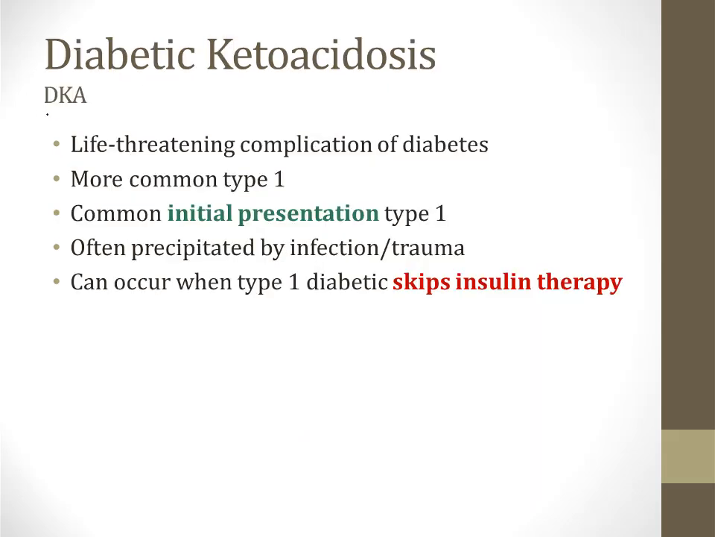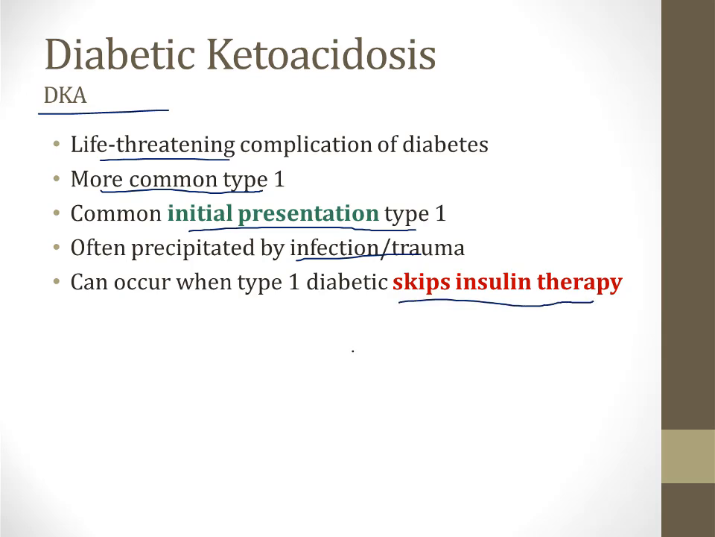Diabetic ketoacidosis, or DKA, is a life-threatening complication of diabetes, and it is much more common in type 1. We'll talk about why in a minute. It is a common initial presentation of type 1. The blood sugar can get so high that the patient develops diabetic ketoacidosis and presents with symptoms of DKA. It's often precipitated by infection or trauma. We'll talk about why this is the case, and it can also occur when a type 1 diabetic skips their insulin therapy.